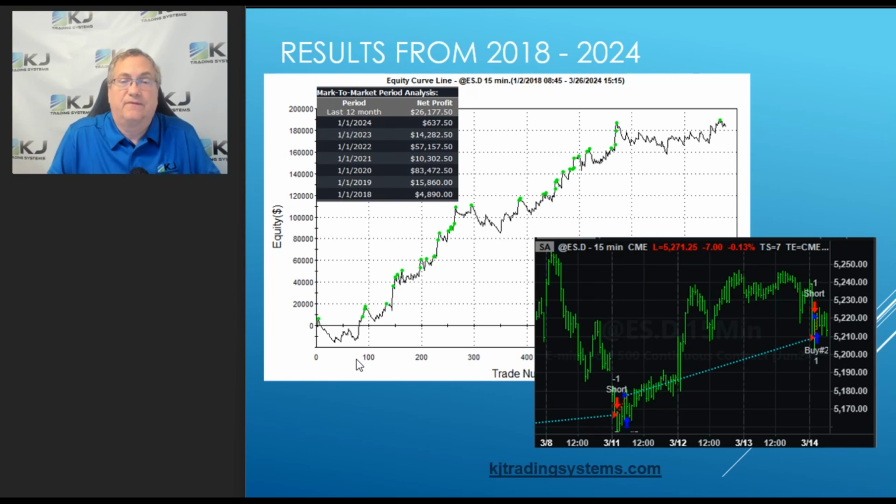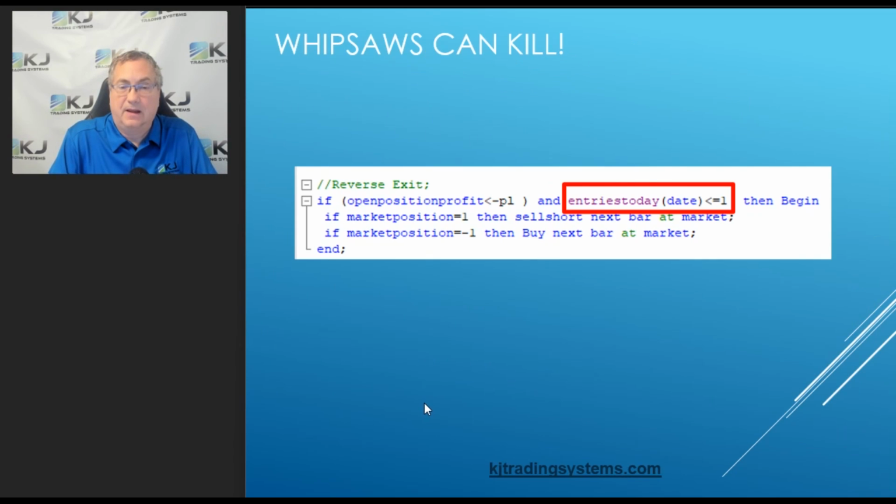So here's the results from 2018 to 2024. You can see it looks pretty good. Kind of struggled towards the end, but lately it's been making new highs. But this could be a decent algo to trade.